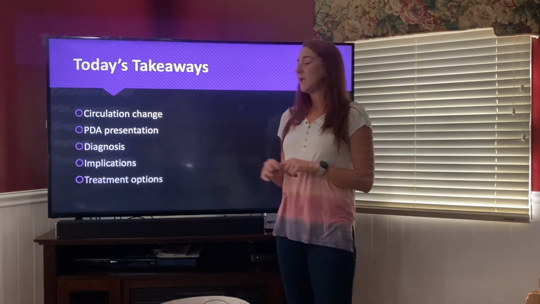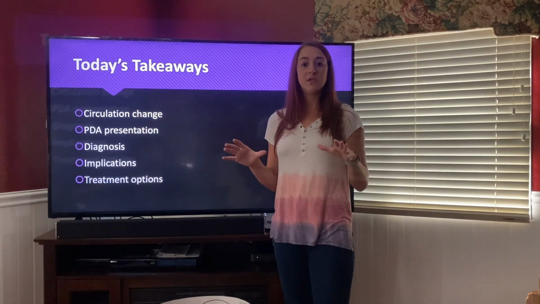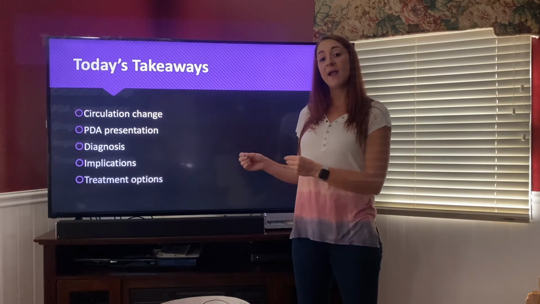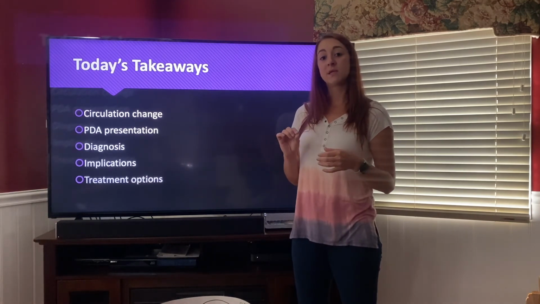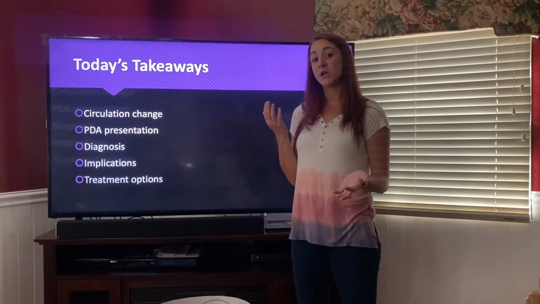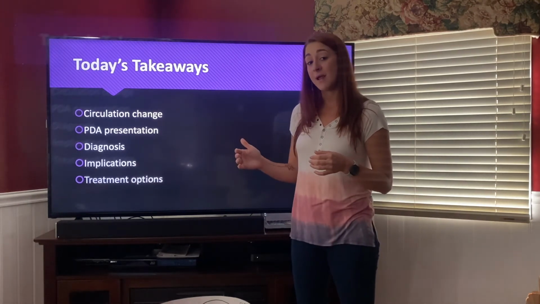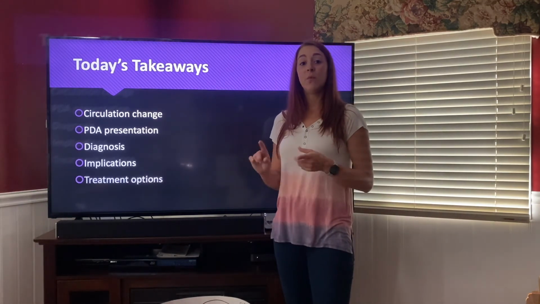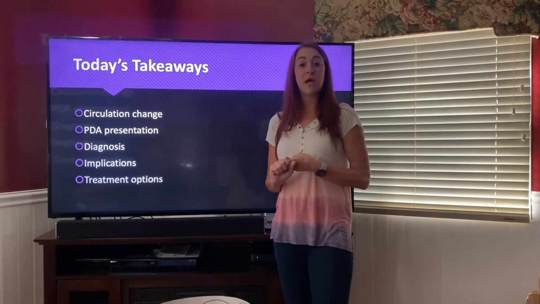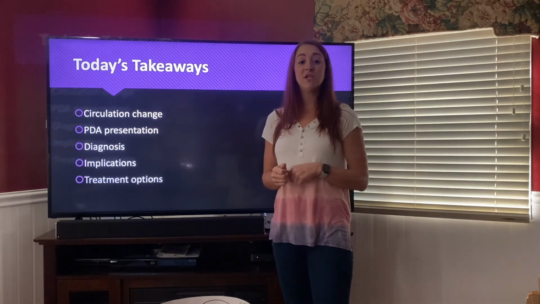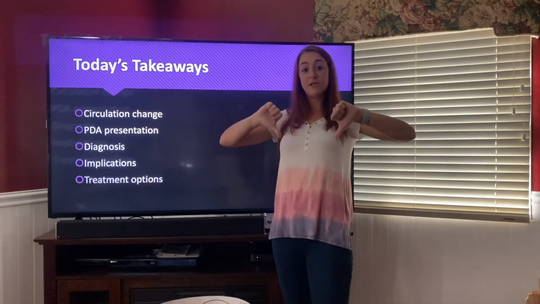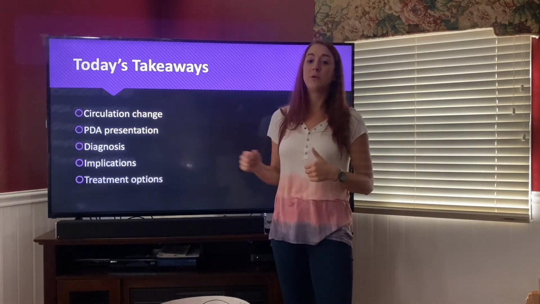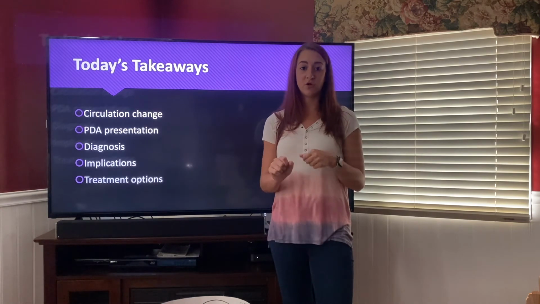Today's takeaways before we get into a case study, I want you guys to remember that circulation change. So in utero, we're skipping the lungs, blood is shunting from the right to left side. After the baby is born, cord is clamped. If that vascular resistance change doesn't occur, that shunt happens from left to right now, and we're fluid overloading the lungs, not enough out to the body. PDA presentation, what are those signs and symptoms? The gold standard diagnosis, echocardiogram. Implications, that increase in pulmonary circulation, decrease in systemic circulation, critically think, how is that going to affect my neonate? And also our treatment options, so pharmacological options and surgical options.